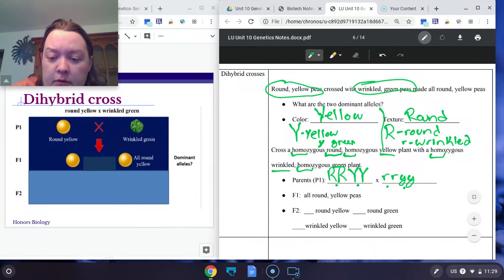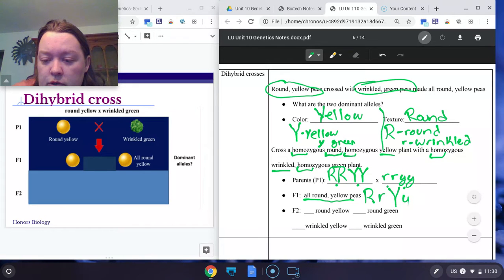All the offspring from that cross happen to be all round and yellow, like we see in the image over here. And conveniently, we can go ahead and figure out the genotype of those offspring. So we know that parent 1 is going to give one R. The only R it has to give is a big R. Parent 2 is also going to give an R, but it can only give a small one. Parent 1 has to give a Y. It's going to give one Y. And parent 2 is going to give a Y, and so it's going to be a little y.